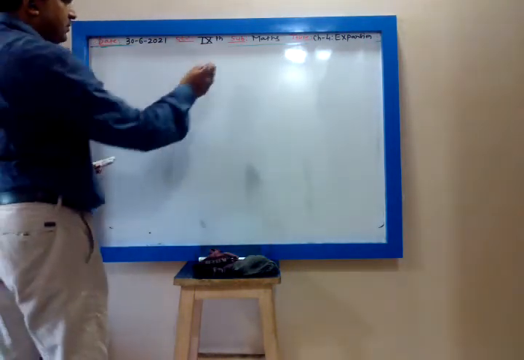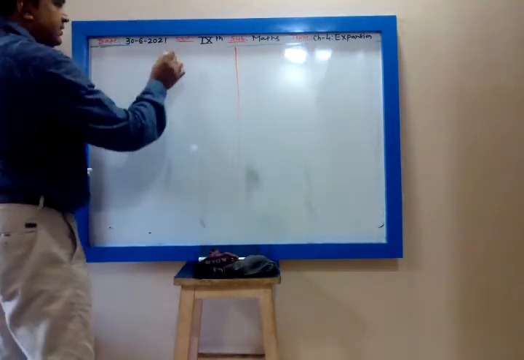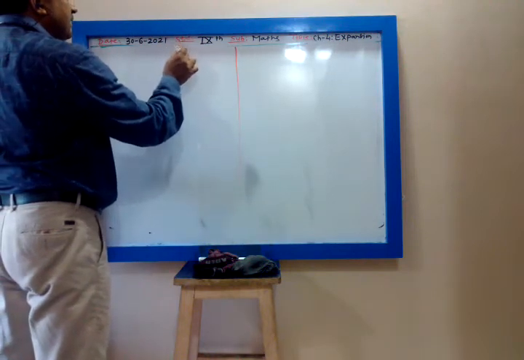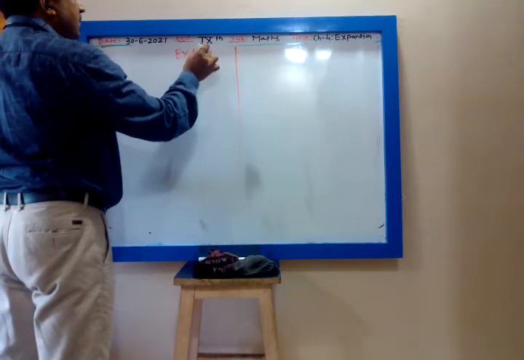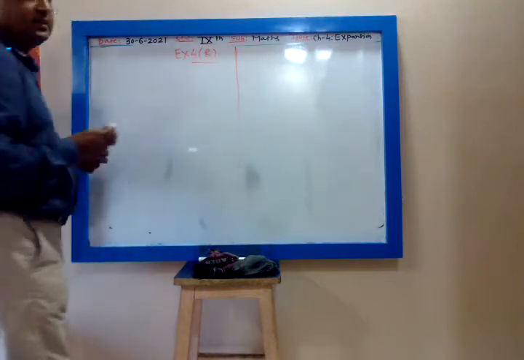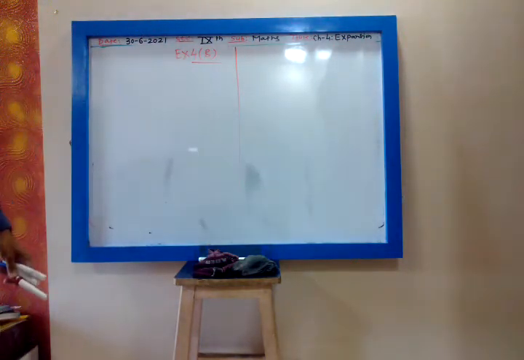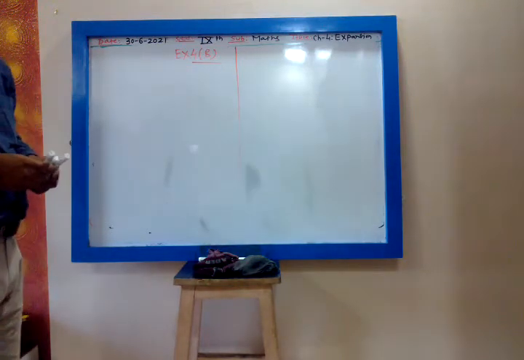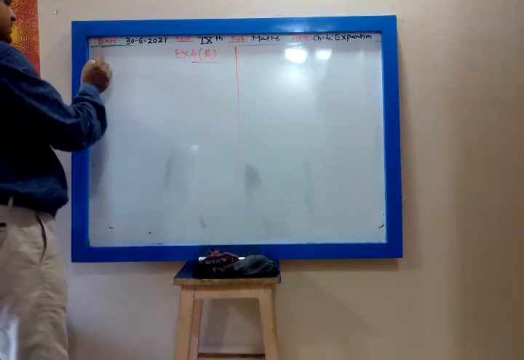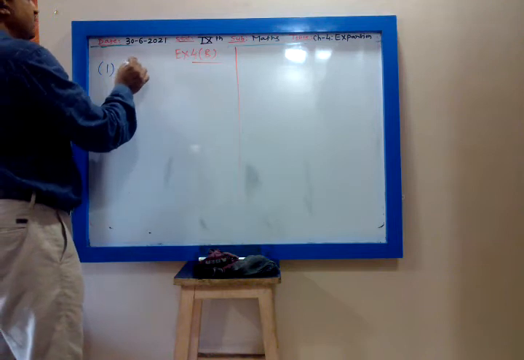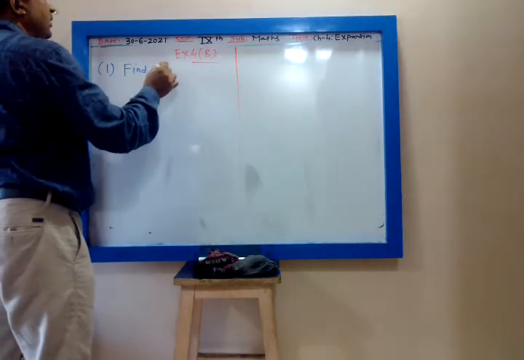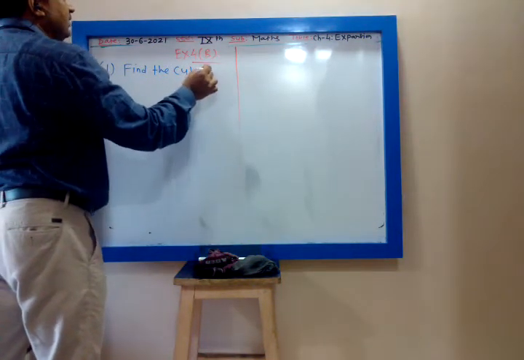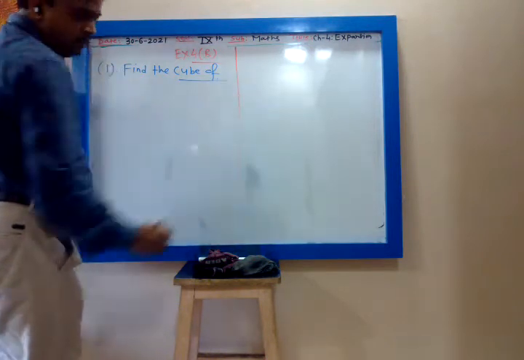So let us solve exercise 4b. Now first, find the cube of. Cube means power 3. Find the cube of.